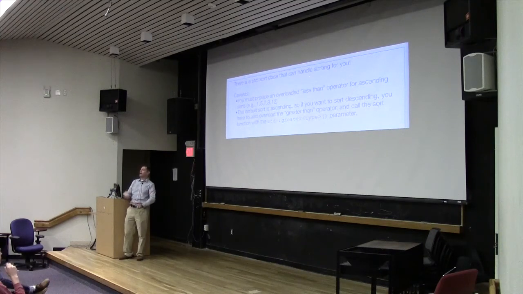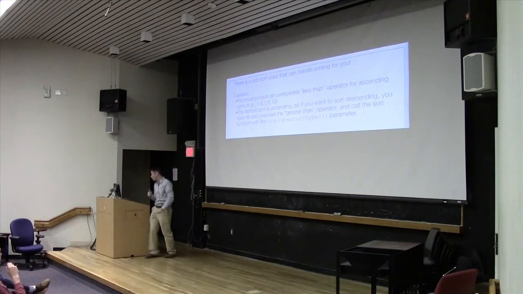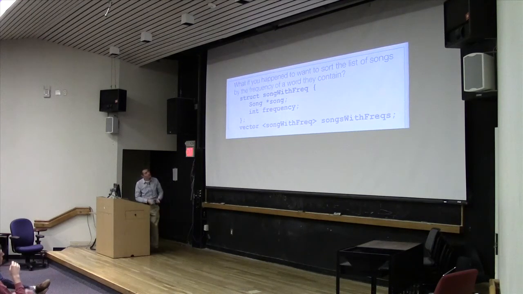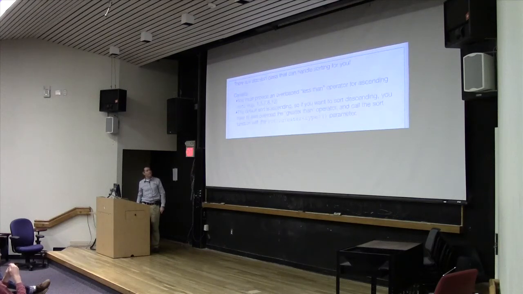In other words, how does the vector know how to sort based on your structure? What would you sort by for this one? Frequency, right? So we're going to create an overloaded function for frequency. It's actually not that hard to do. I'll show you. Okay? And here's the other thing.